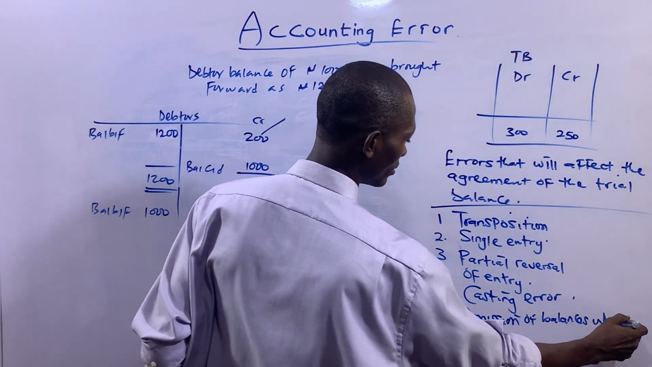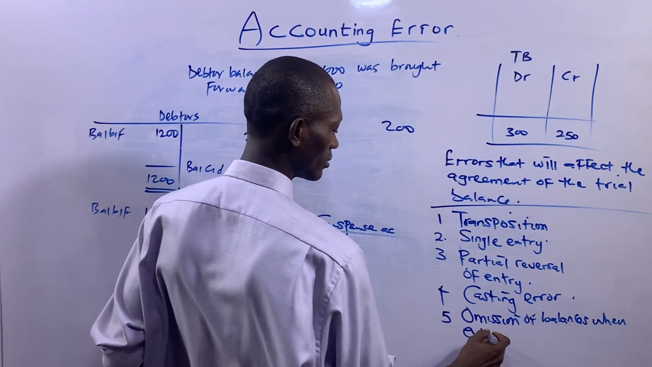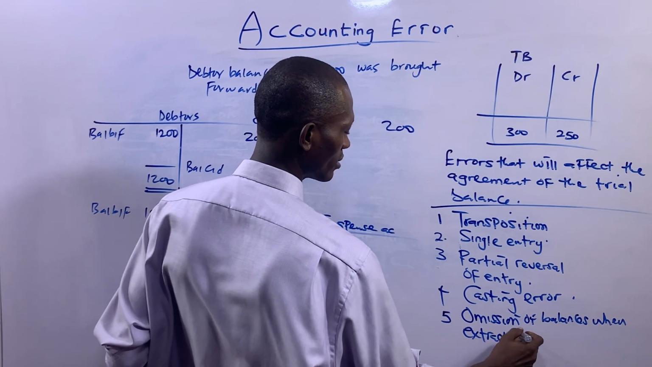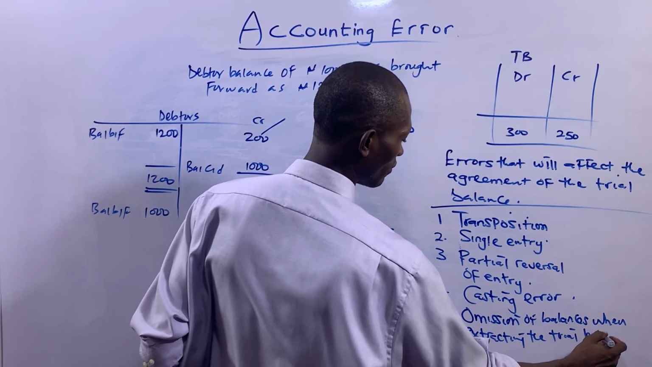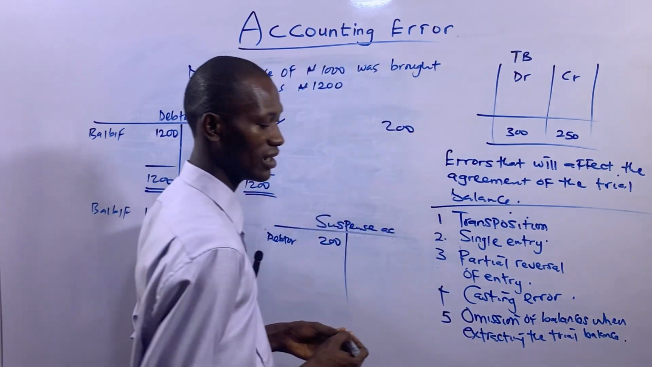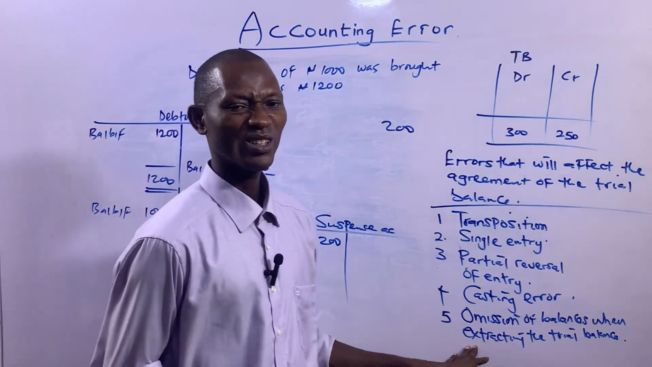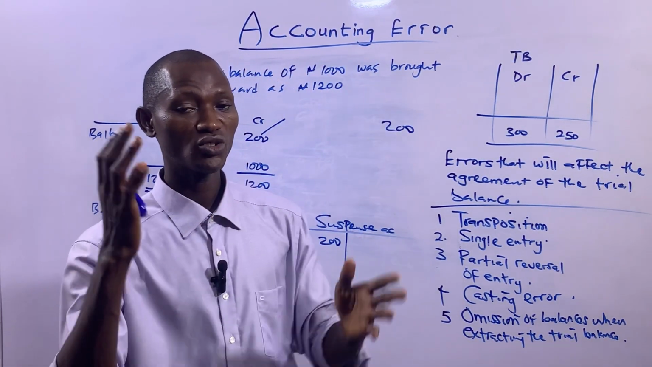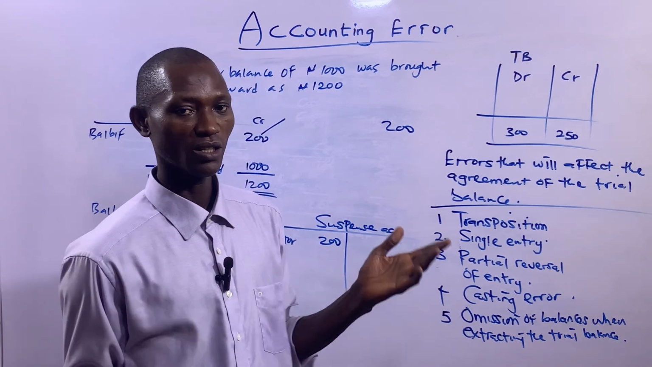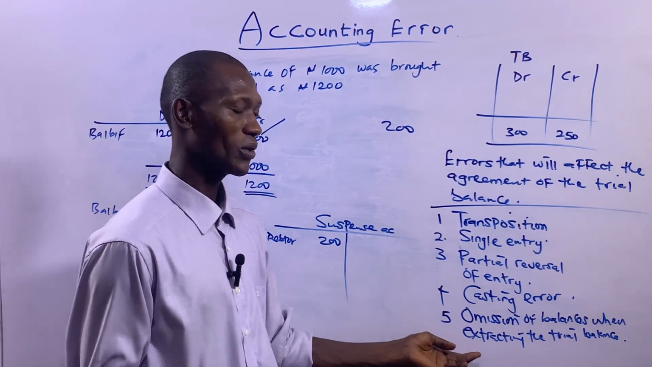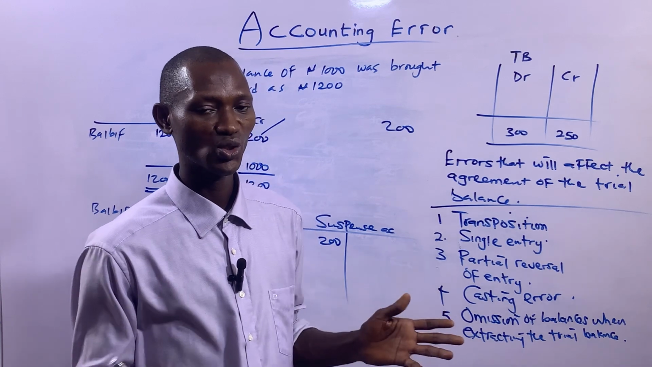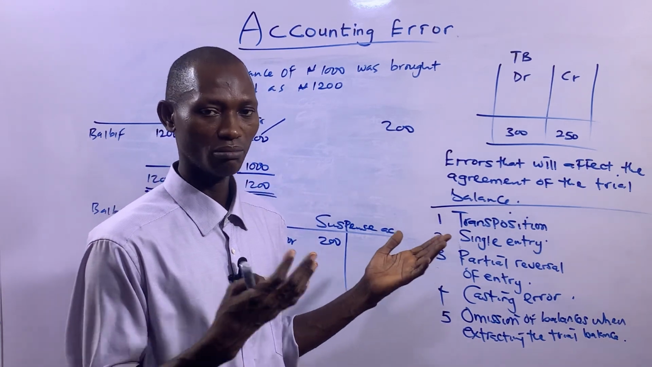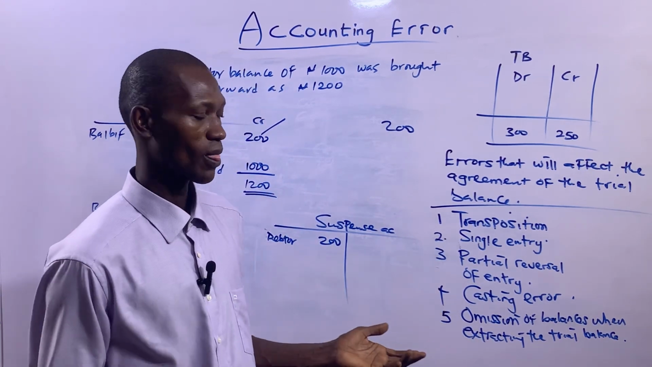Balances when extracting the trial balance. Omission of balances when extracting the trial balance. So now, while you are adding and subtracting, you may omit one of the balances. With that, it will make the two sides of the trial balance not agree, or not be the same or equal.